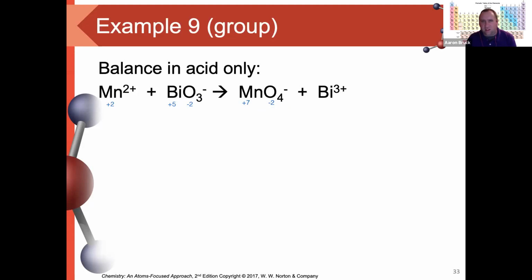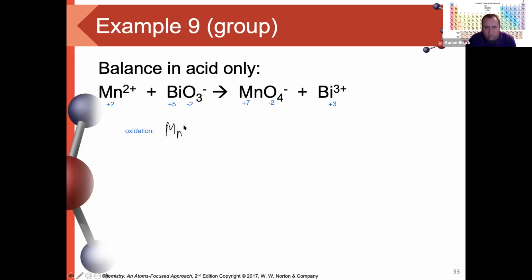And in the bismuth, it's a positive 3. So this is our process. We've got everything set up. Now we just need to break it up into half reactions. So for our oxidation half reaction, we can see that the manganese is going from positive 2 to positive 7. So that's going to be the reaction that we are starting with.